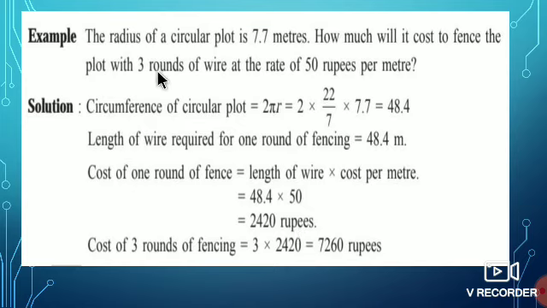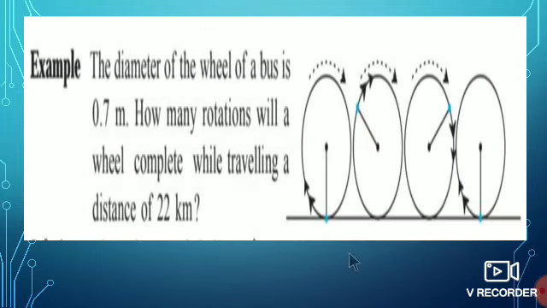But 3 rounds are there. That's why we have to multiply this by 3. Cost of the 3 rounds of the fencing is equal to 3 into 2420 is equal to 7260 rupees. That is the cost of the 3 round fencing of that circular plot.